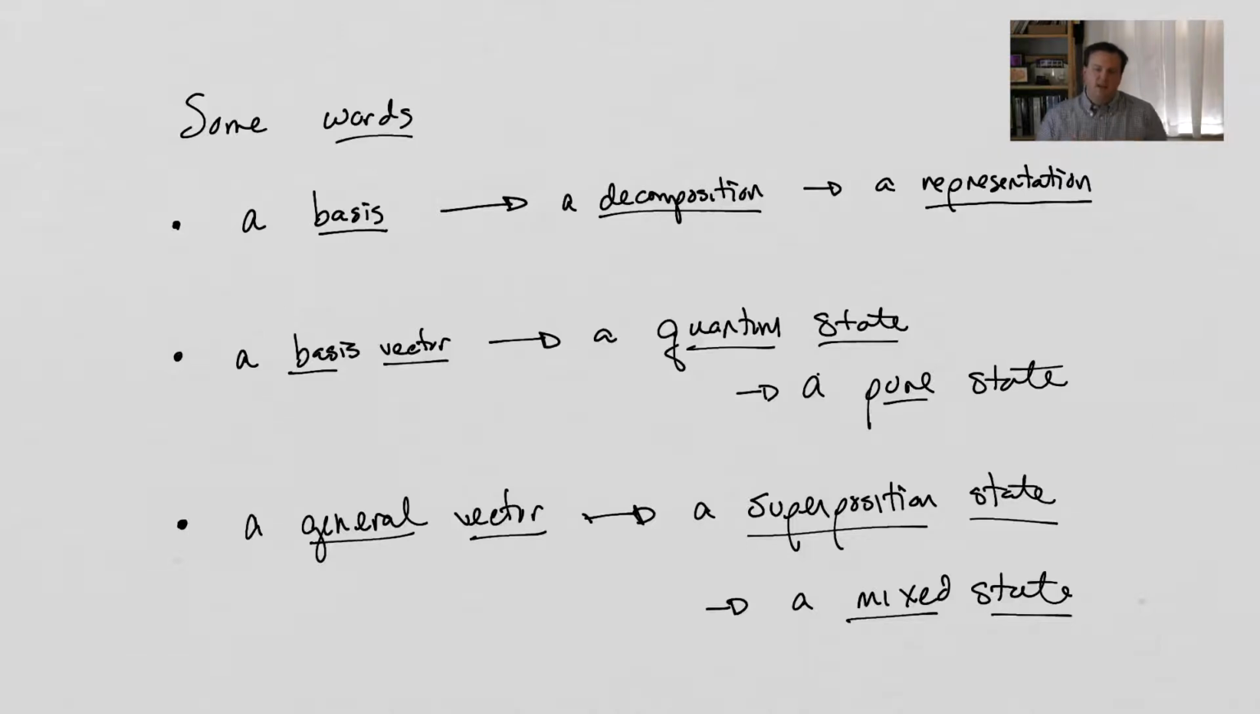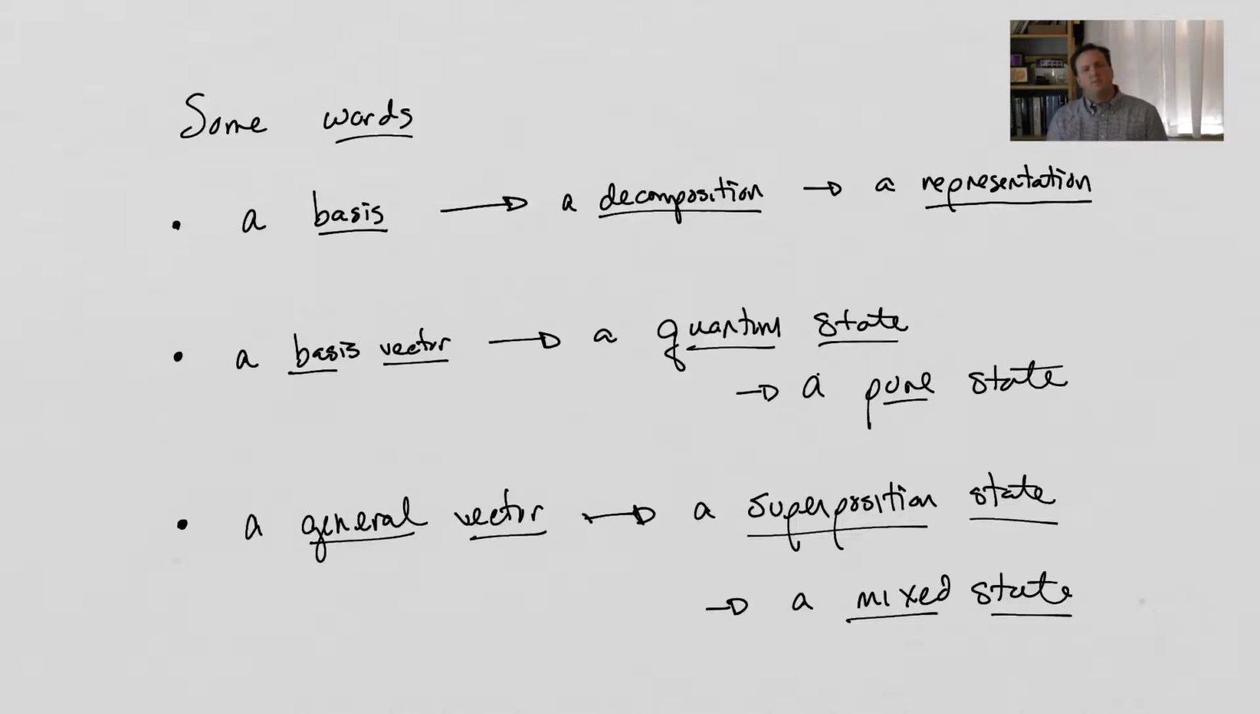And then there's also this idea of having a general vector. So what does it mean to be a vector in one of these spaces? Well, that vector, if it's not a pure state, is going to be a superposition state, because I've added different pure states together with different coefficients in front of them, or something that we often call a mixed state, because it's a state that's made up of many different eigenvectors, many different basis vectors, many different quantum states.